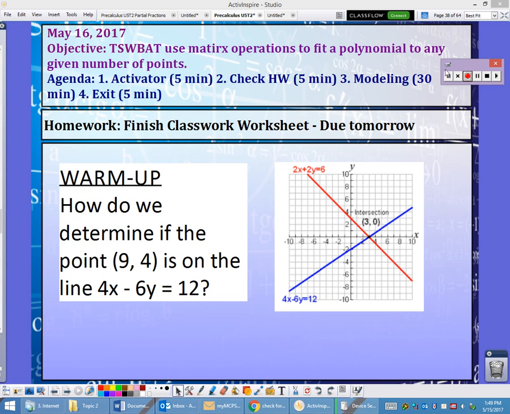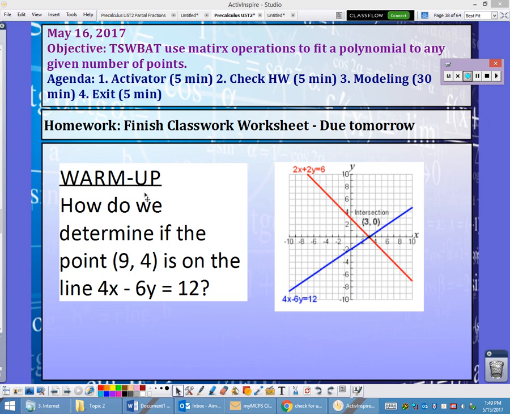So today you're going to be looking at using matrix operations to fit a polynomial to any given number of points. There will be a classwork worksheet that you're going to work through with some guided notes, and then you're going to need to finish that. That will be checked tomorrow.